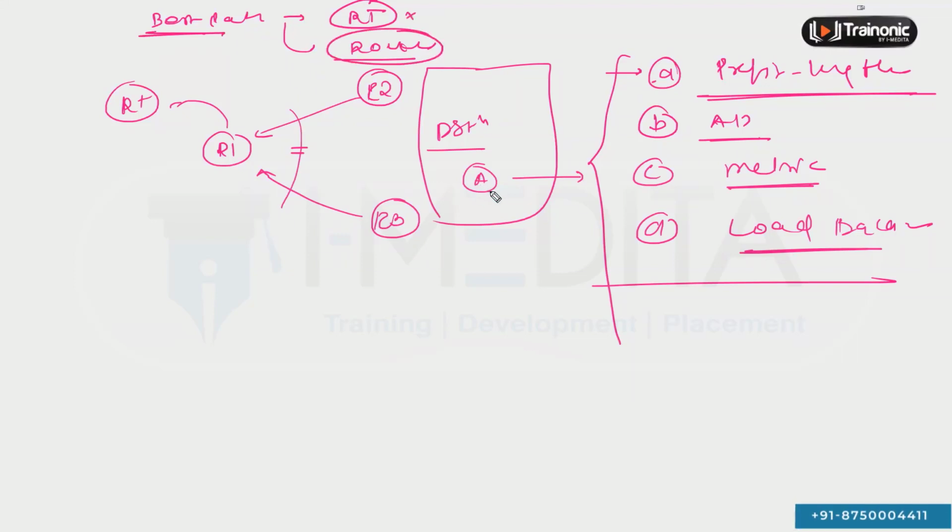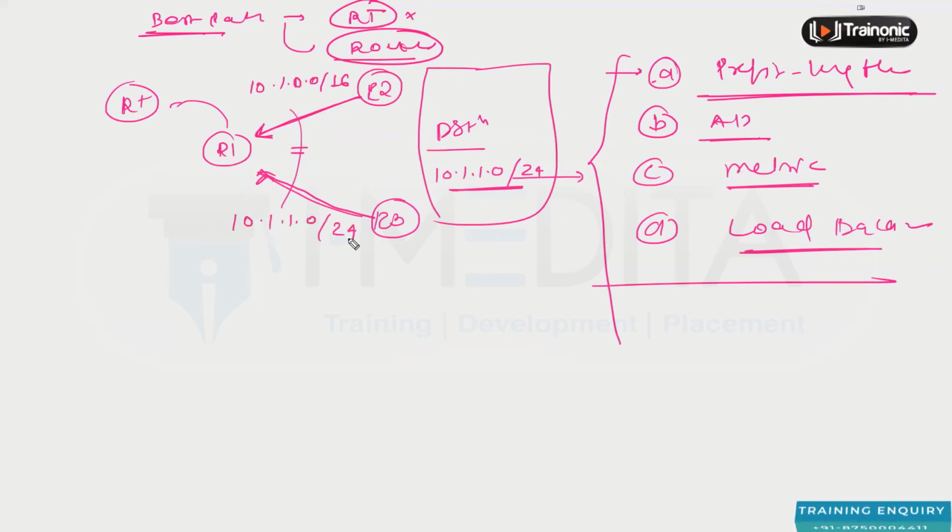If we have to go to this destination, let me represent the exact destination. Let's call that 10.1.1.0. To go to that destination, you are receiving a route from here and a route from here. From here, the route is received as 10.1.0.0/16, and from here, the route is received as 10.1.1.0/24. Which one will get installed in the routing table?